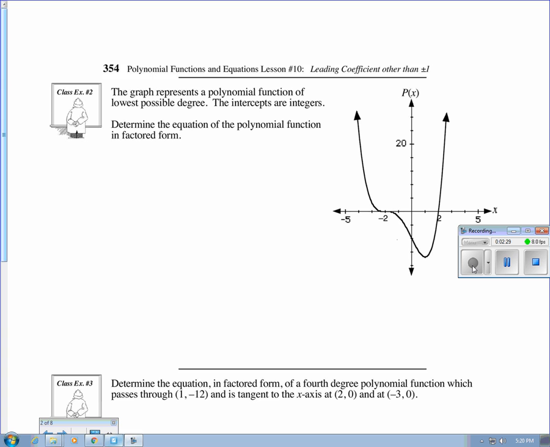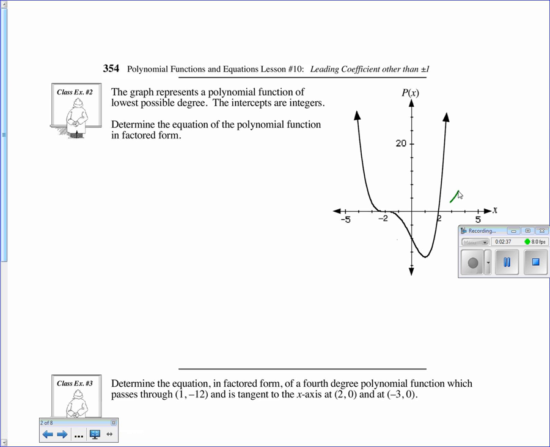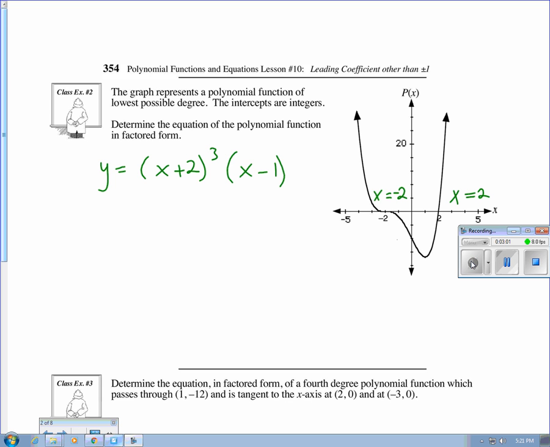We're looking at intercepts that are integers, and I'm going to go for the lowest possible degree, so that's good. I have an x-intercept at x equals 2, and I've got a slide happening at x equals -2. So my roots get changed into factors. X plus 2 because of that slide, that's a 3. And the x equals 2 was just a single one, so that becomes x minus 2.